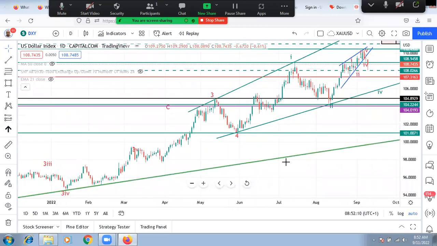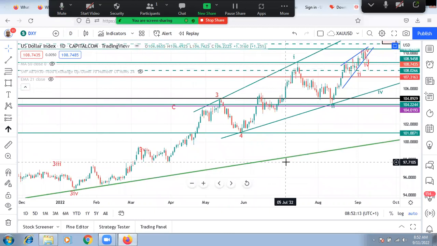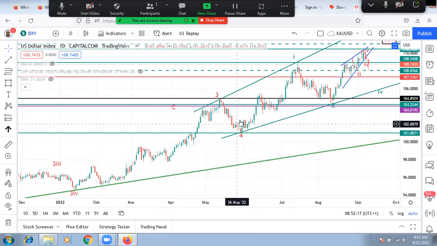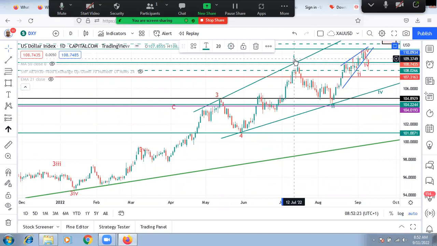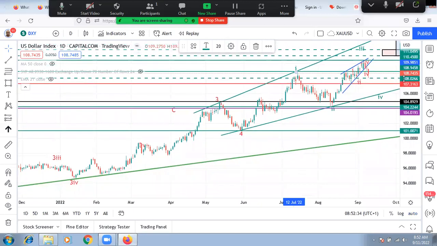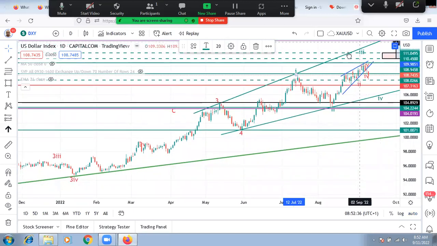So it's better we understand what an ending structure is. After this correction here, we started the first wave to the upside, which is wave 1 of the ending structure. We have finished that one. Wave 2 of the ending structure, we have finished that one. So wave 3 of the ending structure, has it finished? Has it finished? It doesn't have to touch this.